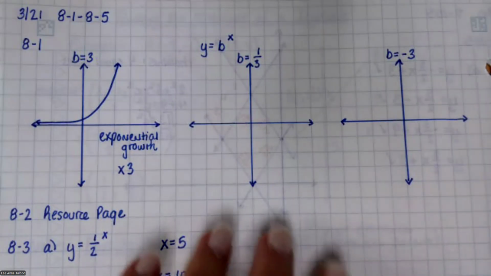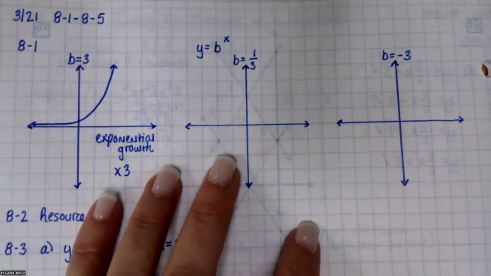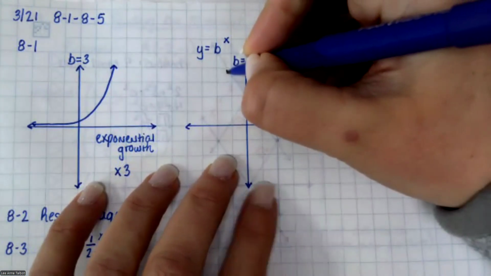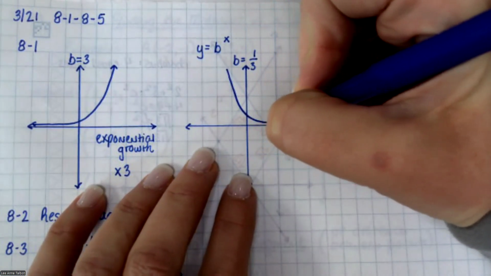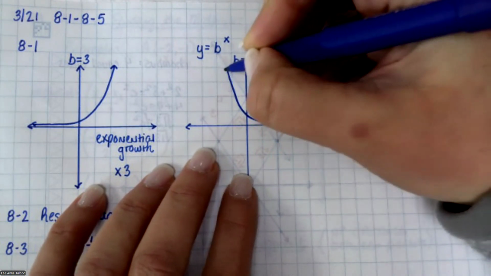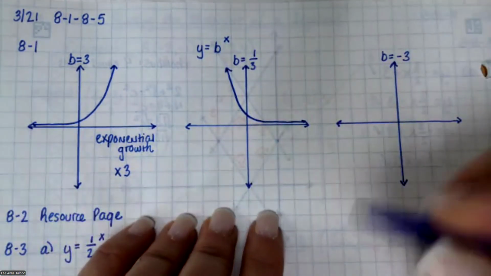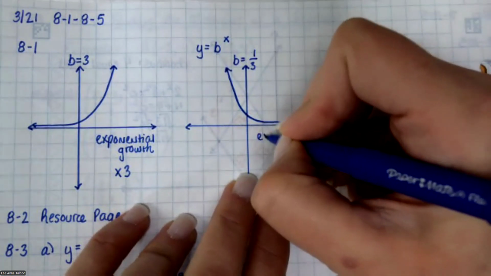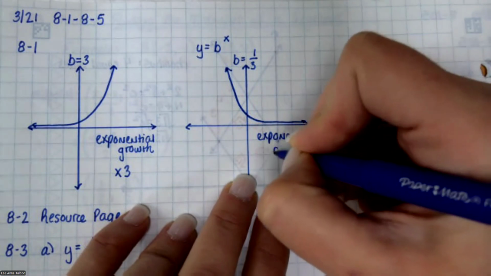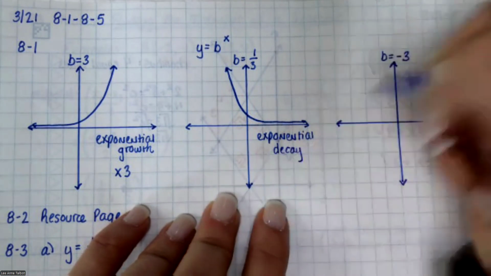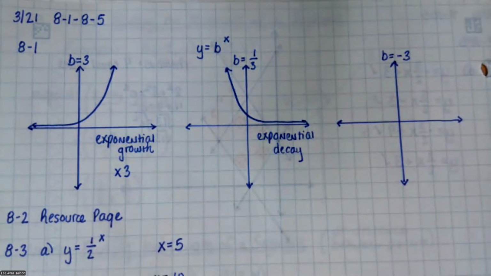Come down toward the x-axis and then try not to touch it. It's hot. Don't touch. This is called exponential decay. You guys think about, what does the word decay mean to you?